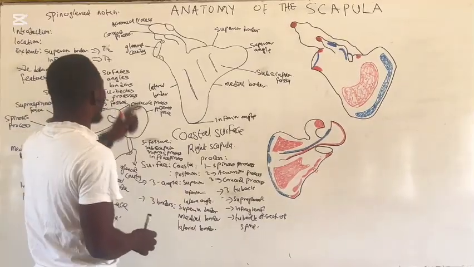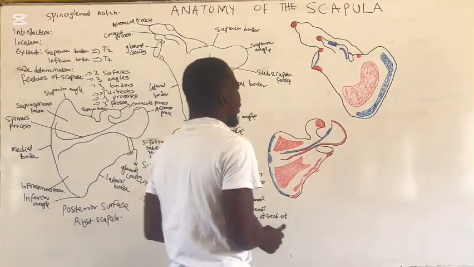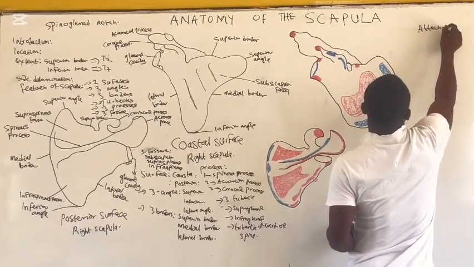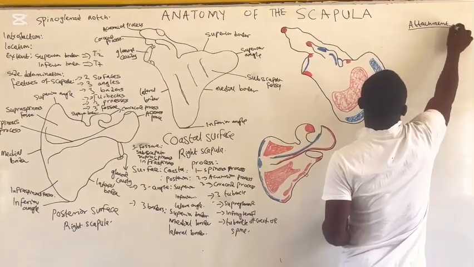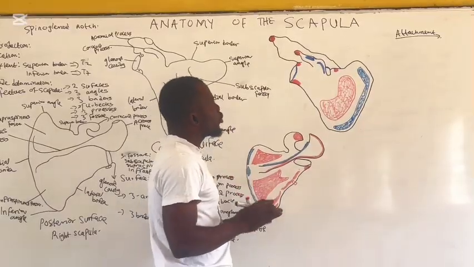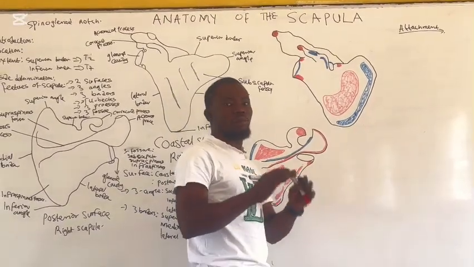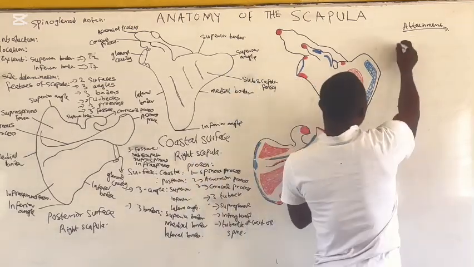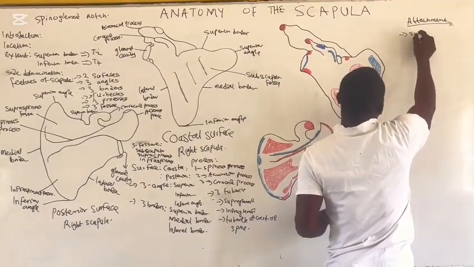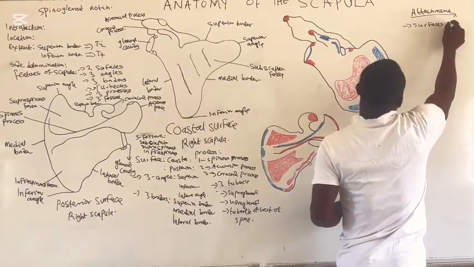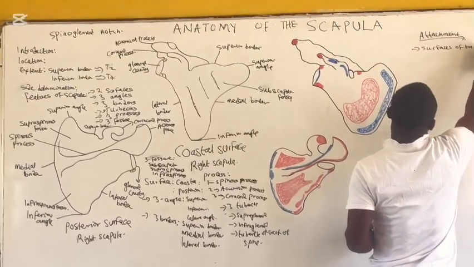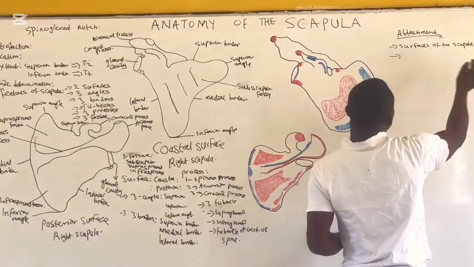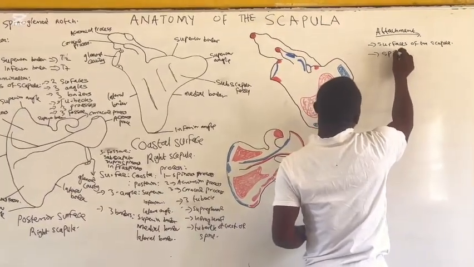Now, the next thing is the attachment of the scapula. For easy understanding, we will categorize the attachments based on where they are found or where they are attached. First, we'll look at the attachment on the surfaces of the scapula. Surfaces of the scapula. We'll look at the attachment on the spine of the scapula.